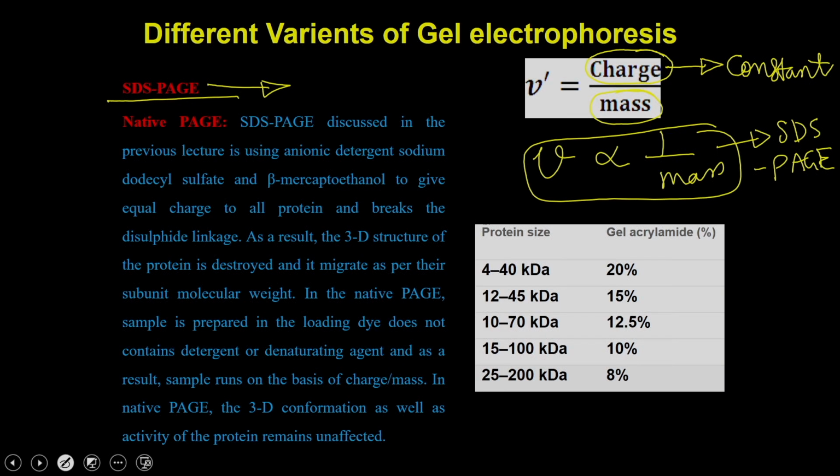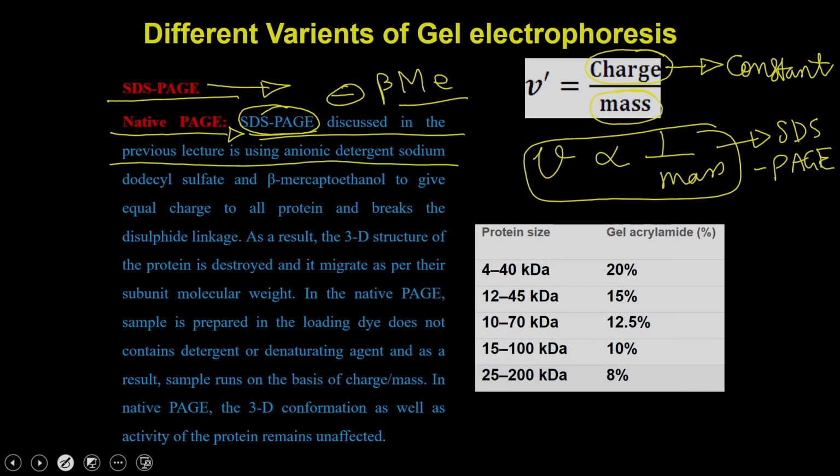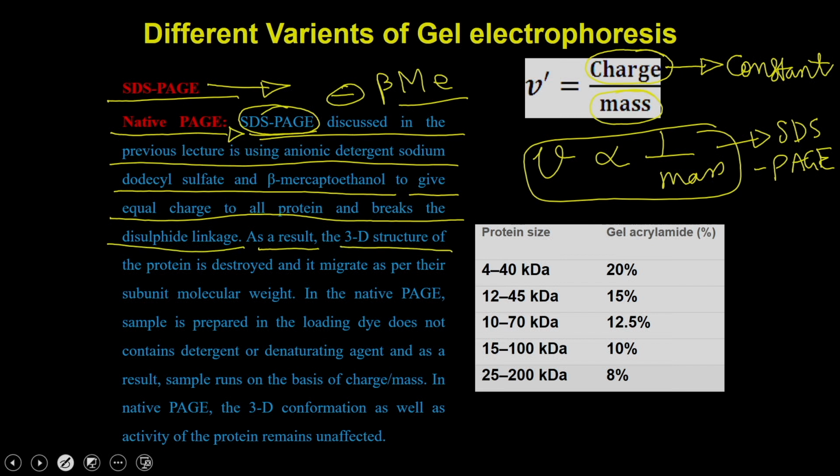Apart from the SDS PAGE, you also can have the native PAGE. Native PAGE means you are not going to have the SDS in the reactions, or any kind of denaturing agent such as beta mercaptoethanol. SDS PAGE, as discussed in the previous lecture, uses the anionic detergent sodium dodecyl sulfate and beta mercaptoethanol to give equal charges to all the proteins and break the disulfide linkages. As a result, the 3D structure of the protein is destroyed and it migrates as per its subunit molecular weight.